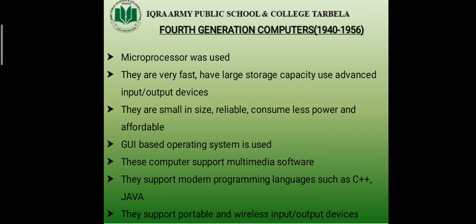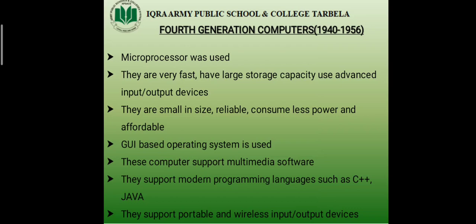Fourth generation computers are very fast, have large storage capacity, and use advanced input output devices. Microcomputers are very small in size, very reliable, they consume less power, and they are affordable. A large variety of software is available for the microcomputers. Operating systems have a graphical user interface.